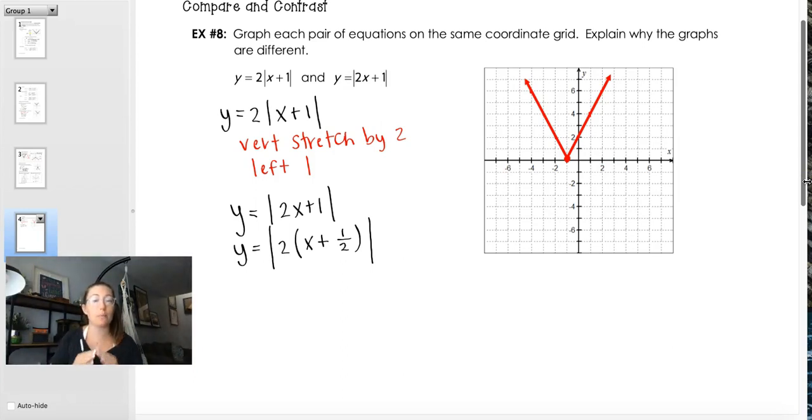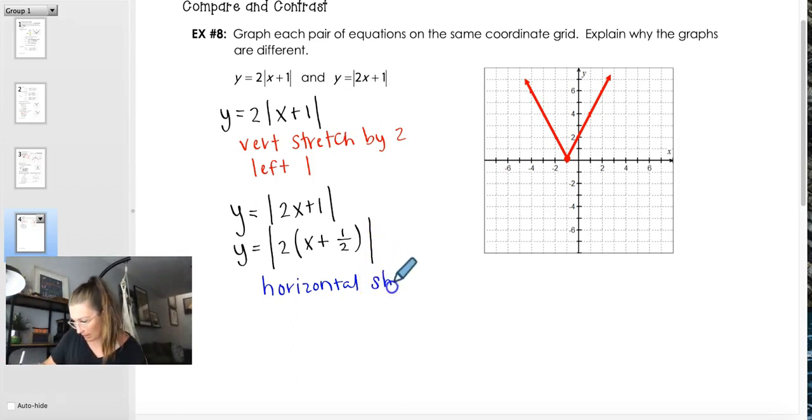All right, so 2 is being multiplied to the inside. It is no longer vertical. It's now horizontal. Everything on the inside is horizontal. So this is a horizontal. Also different. Remember, everything on the inside is opposite of what I think. So when I see 2, I assume it's a stretch. But it's actually opposite of what I think. So this is actually a shrink by 1/2. Opposite of what you think.